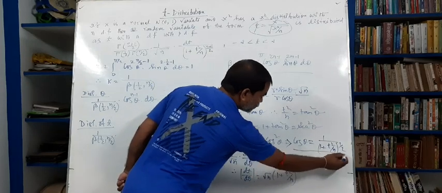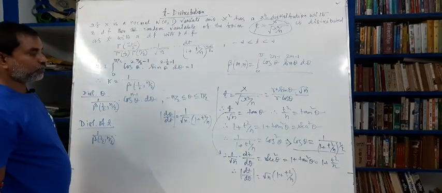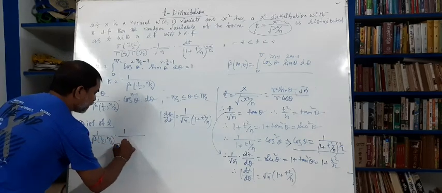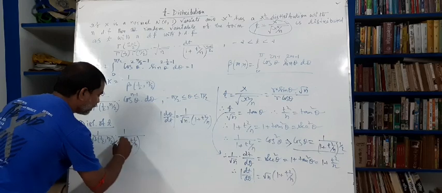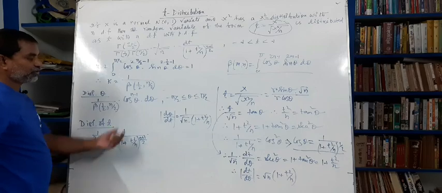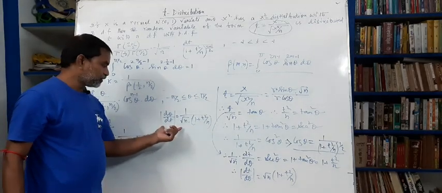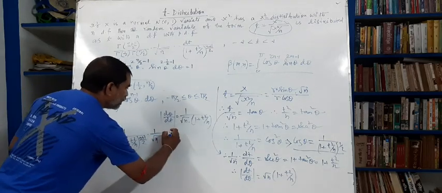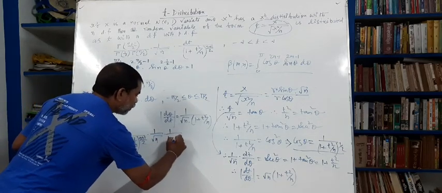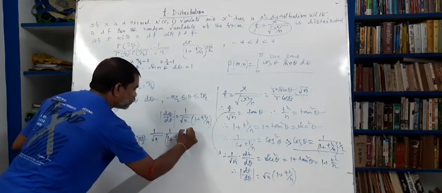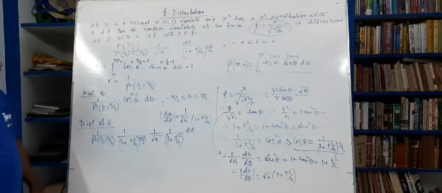Here we can find cos theta equal to 1 divided by 1 plus t square by n whole to the power half. So therefore we get 1 divided by 1 plus t square by n whole to the power n plus 1 by 2, and d theta. From this d theta equal to 1 by root n, 1 by 1 plus t square by n into dt.